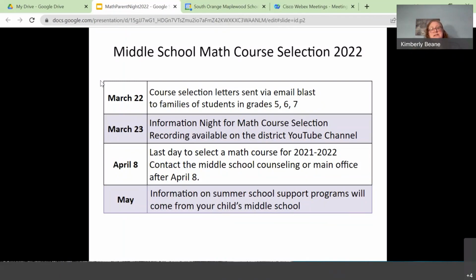The last day to select a course, you'll be doing the selection in PowerSchool, and I will show you how to do that. The last day is April 8th, which is the day before break. So that's a good endpoint in your mind to know you should select a choice by that date, by spring break. And then coming later will be information from your child's middle school about summer school options. We'll be offering some summer support classes in the district, and that is organized and managed at the school level. So you will be hearing directly from your school main office about that.